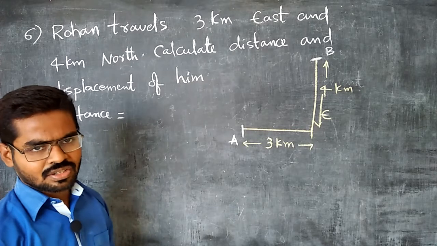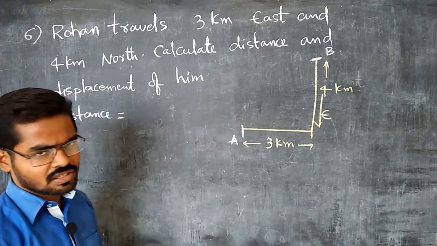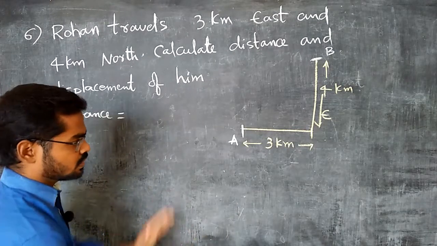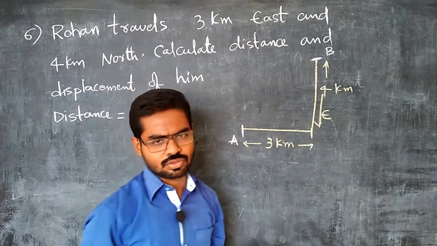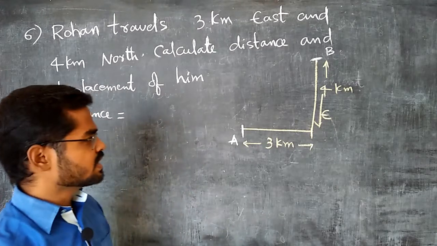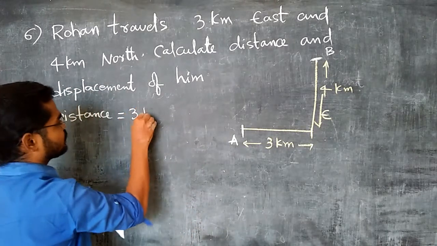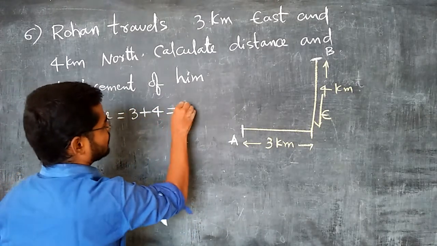Whatever be the direction, don't consider direction in calculating distance. You just focus on the path length. Here the path length is 3 and here the path length is 4. No need of considering direction. So 3 plus 4 is how much? 7 kilometers.